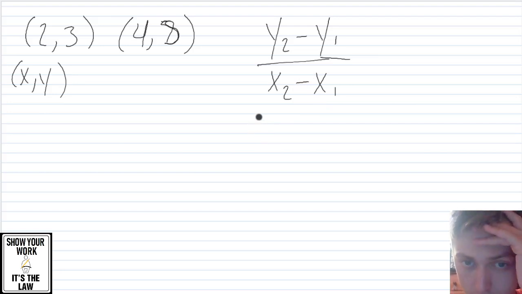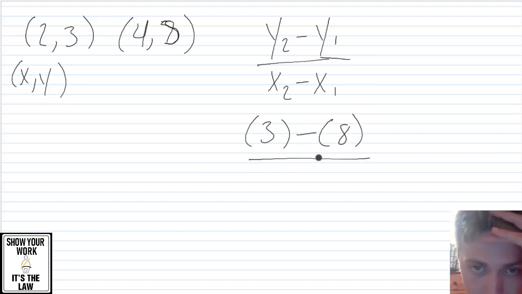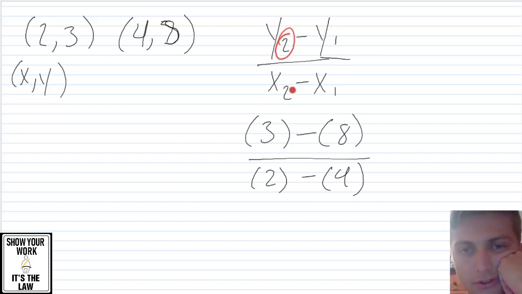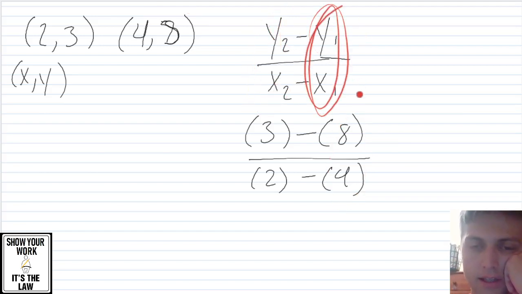So y2, pick out a y. We got 3, minus the other y, which is 8, over x2, we pick 2, minus the other x, which is 4. Now, it's very important. See how these 2's line up? This means they came from the same coordinate. So see how 3 and 2 came from the same coordinate? And then 1, 1 came from the same coordinate. So your coordinates should line up with each other, up and down like that.